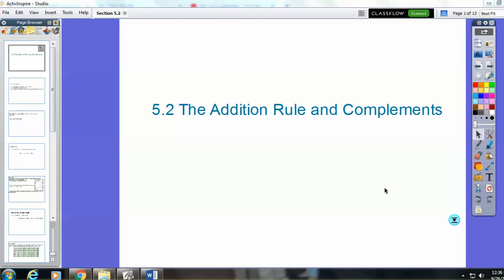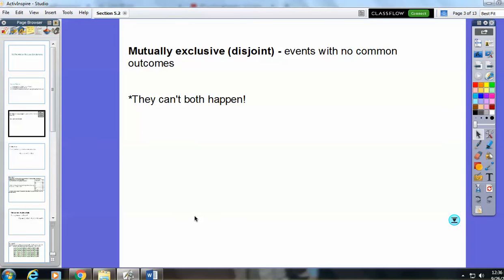Now, we are going to talk about two things today, addition rule and complements. The first thing, we have a definition. Mutually exclusive, sometimes this is called disjoint. These are events with no common outcomes.